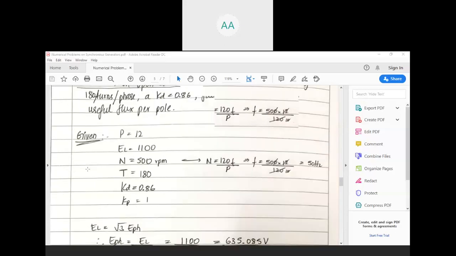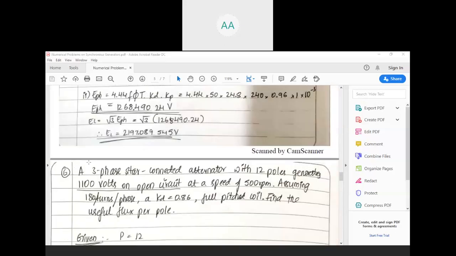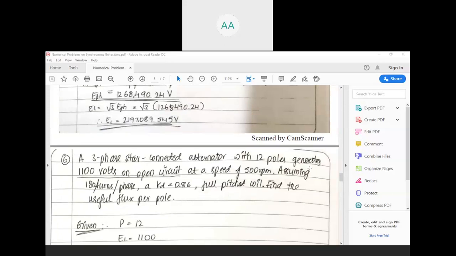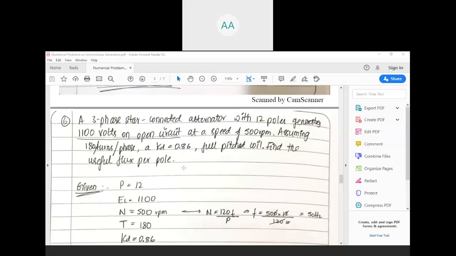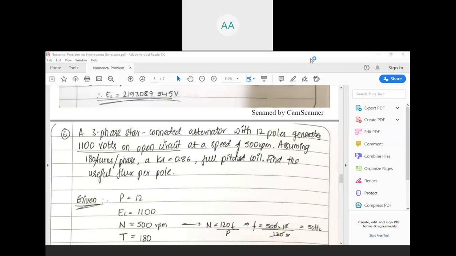Okay, hello everyone. It's a three-phase star connected alternator with 12 poles, and it generates 1100 volts on open circuit at a speed of 500 rpm. Assuming 180 turns per phase, a KD equals 0.86, full pitched coil, find the useful flux per pole. So this is the question they have asked, and what you need to do is find out the useful flux per pole.